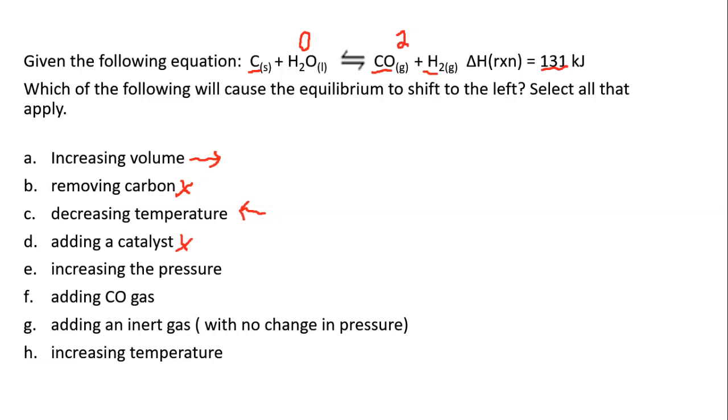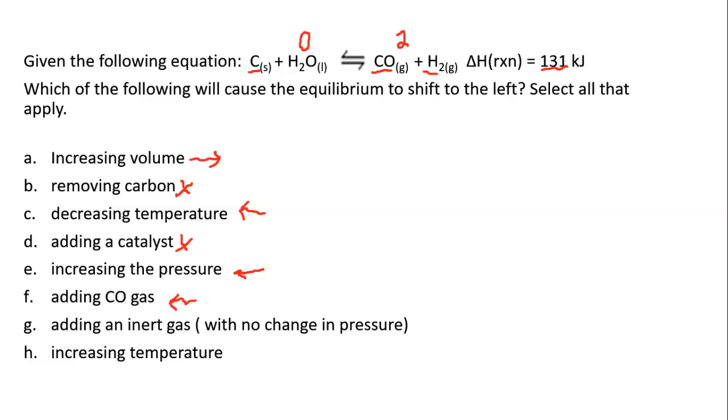Increasing the pressure. Now increasing the pressure, as we remember from earlier slides, moves to the side with what? Fewer moles of gas. So if we look up here, which side has the fewer moles of gas? It's the reactants. So it's going to shift to the reactants. Adding CO gas. CO is a product. When we add a product, it shifts to what? That's correct. It shifts to the reactants because we're adding a product.